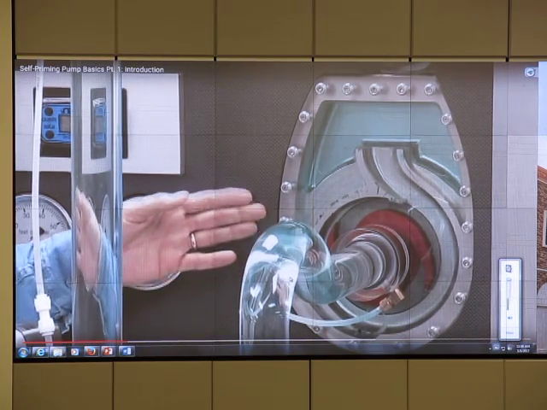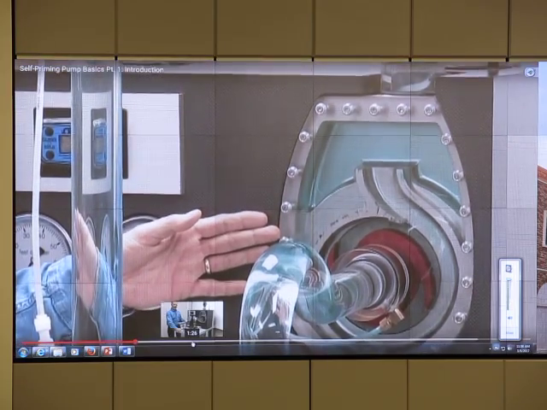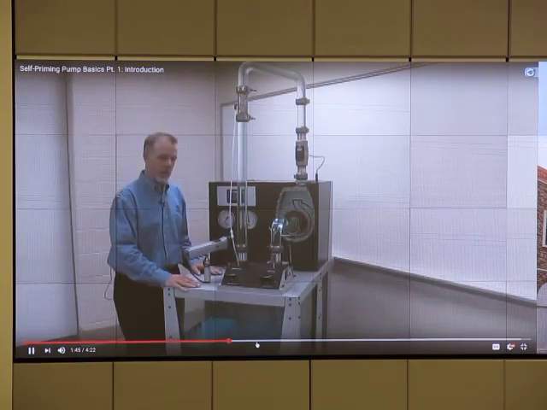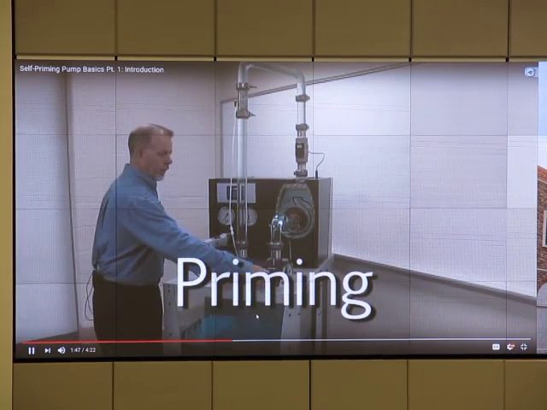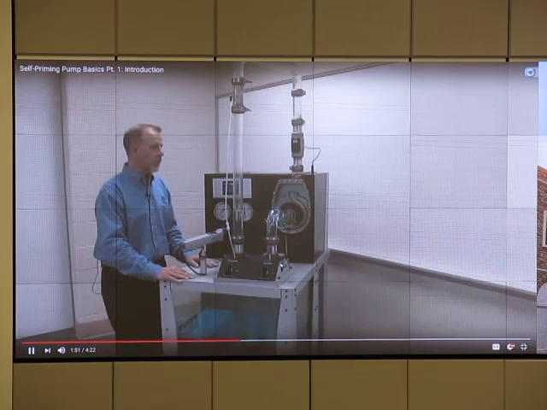So basically, there's a pump and it is liquid full. And now we try to pump it. Pumping means it starts by itself.